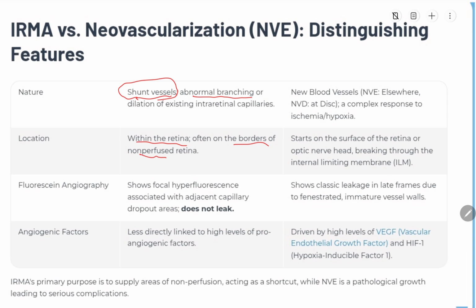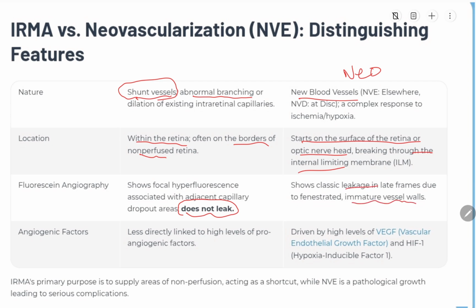While in the case of new vascularization, these are new blood vessels. They are not derived from the previous ones, they are not shunts, they are new vessels. They start on the surface of the retina and optic nerve head, breaking through the internal limiting membrane. The main thing that differentiates between IRMA and new vascularization is that in case of IRMA, the vessels do not leak, they are normal in nature as their thickness is normal. While in case of new vascularization, the vessels are more leaky and they have immature vessel walls.